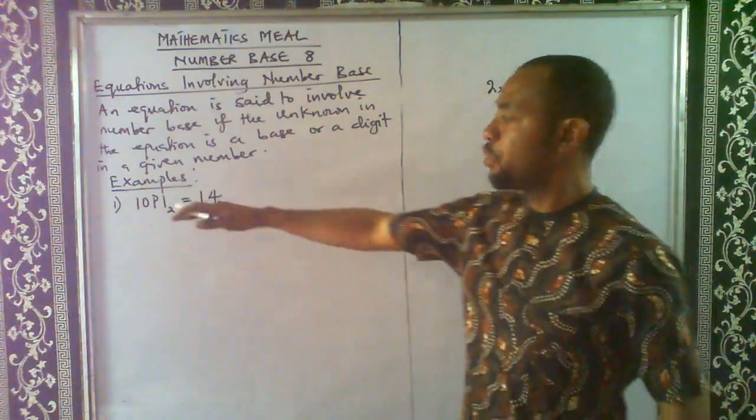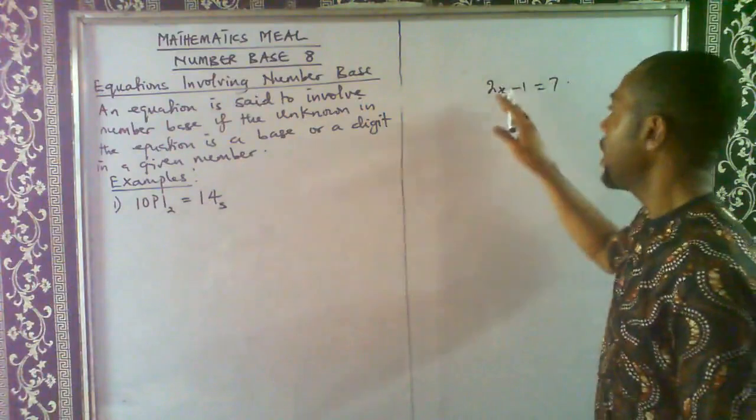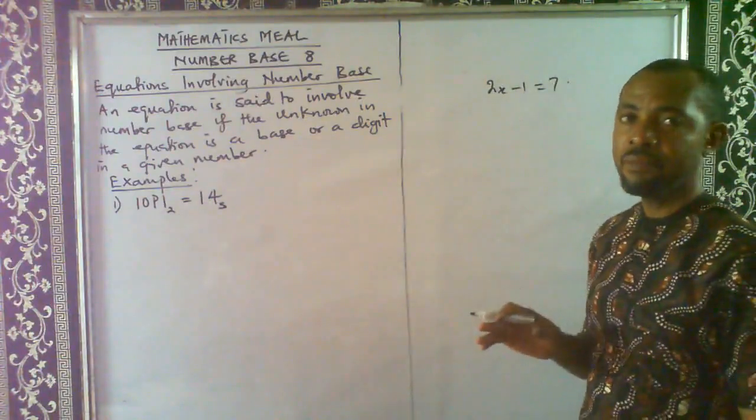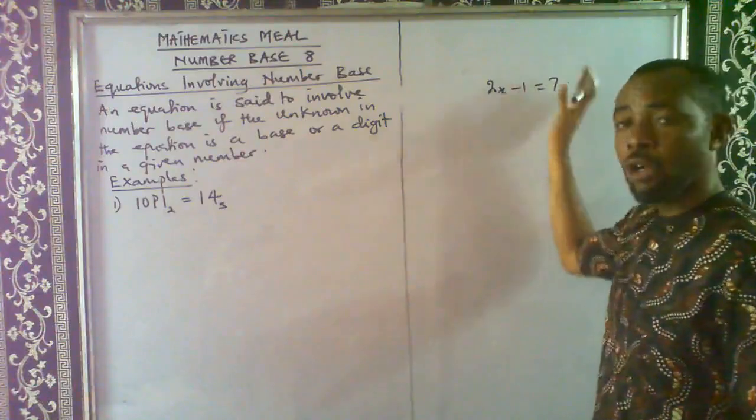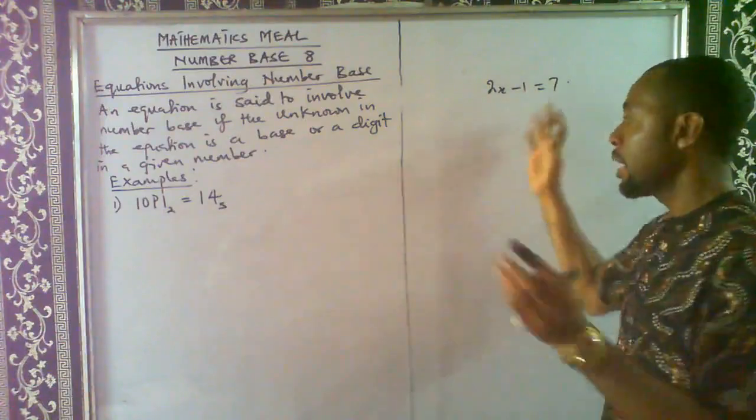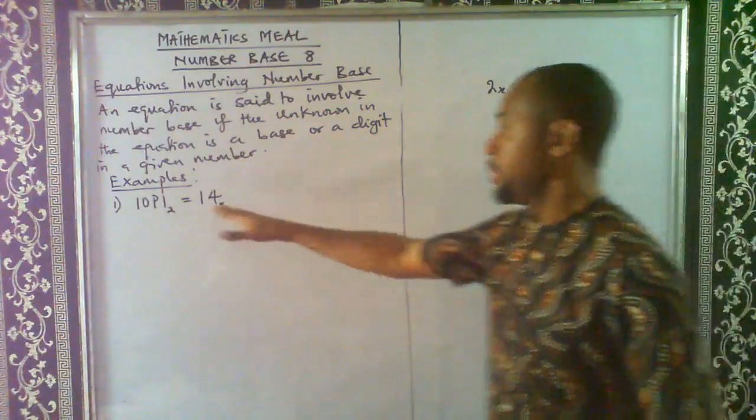This equation is different from your linear equation 2x minus 1 equals 7. The approach to this is not the same as the approach to that. There, you collect like terms and get your answer. But our business is on this.